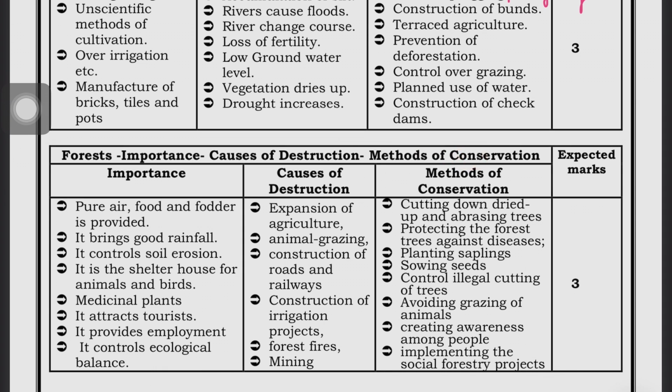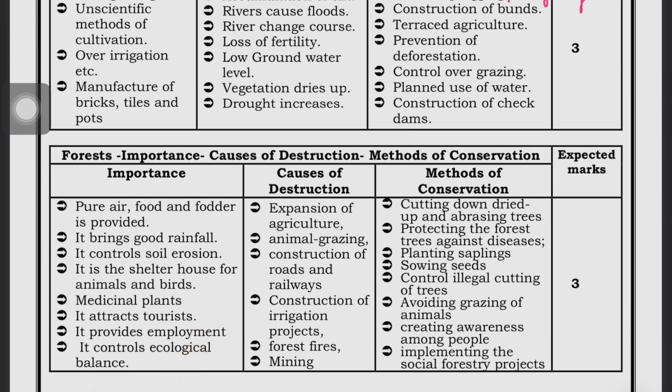So we can expect this topic for 3 marks, that is related to forests, their importance, causes of destruction, and methods of conservation. So what is the importance of forest? Pure air, food, and fodder are provided from these forests. It brings good rainfall. It controls soil erosion. It is the shelter house for many animals and birds. We get medicinal plants. It attracts tourists. It provides employment and it controls ecological balance.